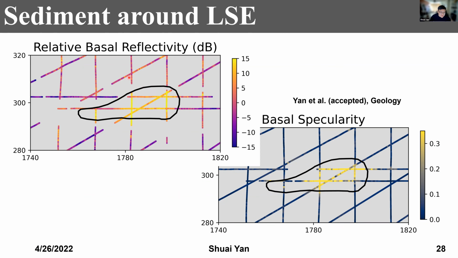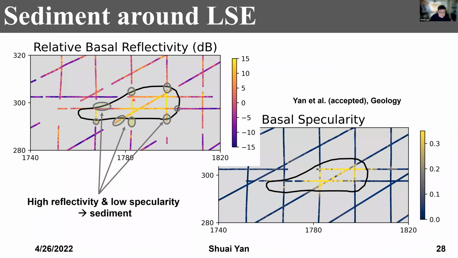And around Lake Snow Eagle, we see those spots with high reflectivity, but not very high specularity. And we suggest that's sediment reflection. So essentially you have a pot of water sitting within a sediment column.